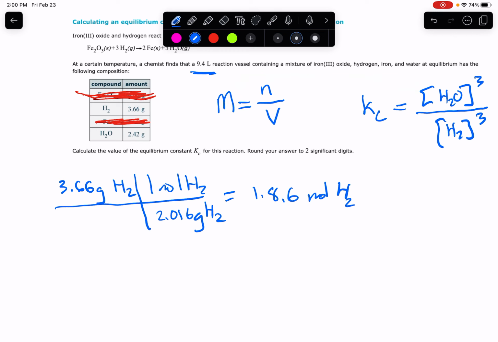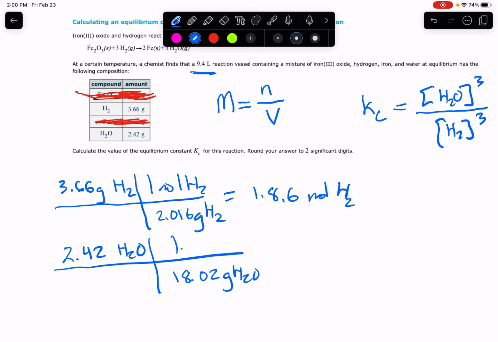So we have the 3.6, and now we're going to go over to our H2O. And our H2O starts us off with 2.42. And again, these are numbers you probably are fairly familiar with. It depends on your periodic table how in depth you want to go. I'm going to go 18.02 grams of H2O for every 1 mole of H2O.